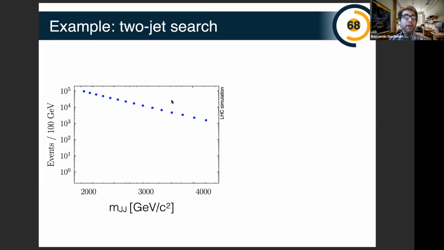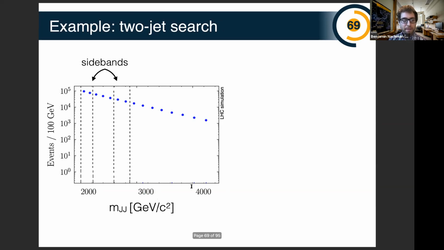So let me walk you through how this would work. Here's a picture that shows a histogram of the number of events in bins of the reconstructed mass. And we construct a signal region and sideband regions. These blue points correspond to the simulated counts in each bin. And then importantly, we need to estimate, we want to compute p-values.